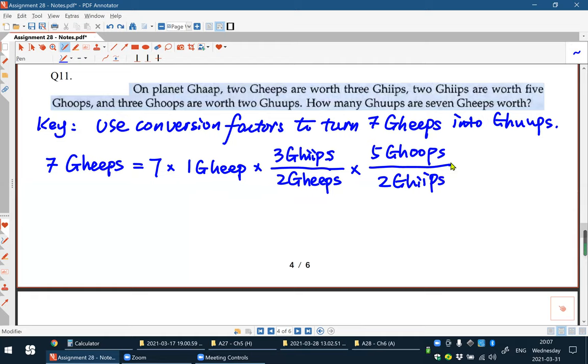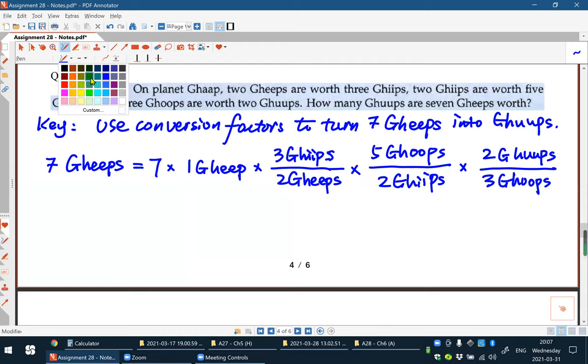And it's not over yet. Then we can multiply by the conversion ratio between gulps and gumps. We know that three gulps is two gumps, right? Okay, and then as you can see here, when you cancel all the units, we have converted the seven gaps into the number of gumps there, right?